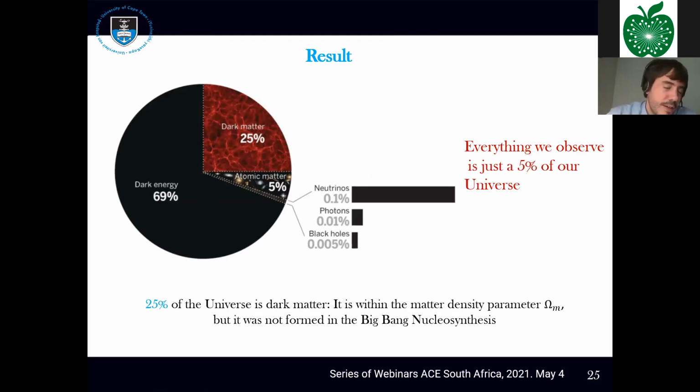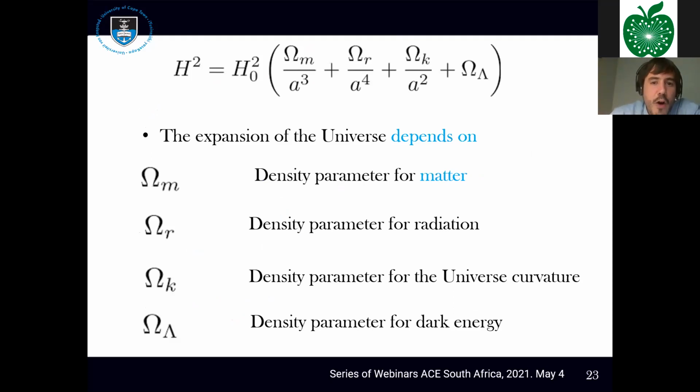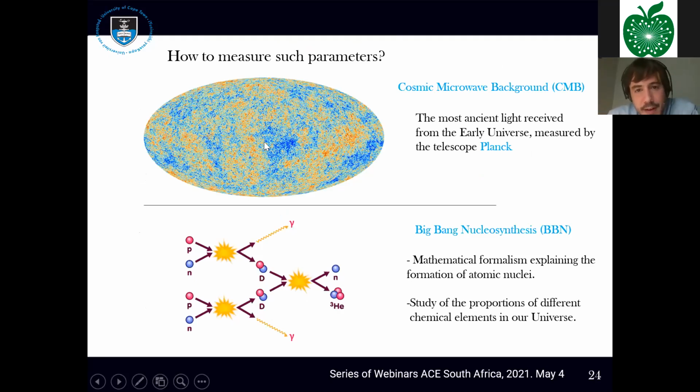I showed you the dark energy, the omega I showed you before. Then 25% is what we call dark matter. So remember here that we have an omega matter, okay? We can determine the omega matter with the cosmic microwave background, and we can also determine the omega matter by Big Bang nucleosynthesis, that mathematical formalism that explains how the nuclei of our universe were formed.